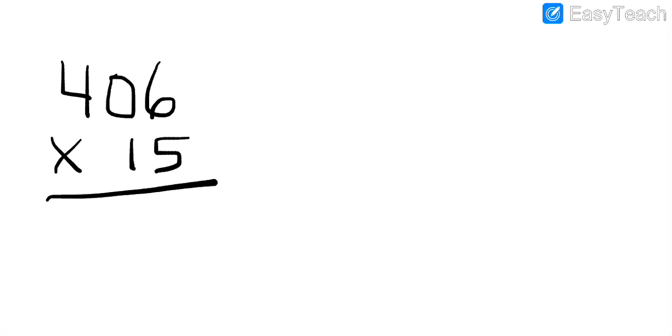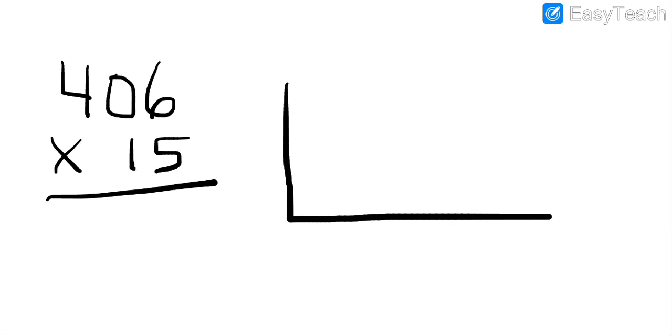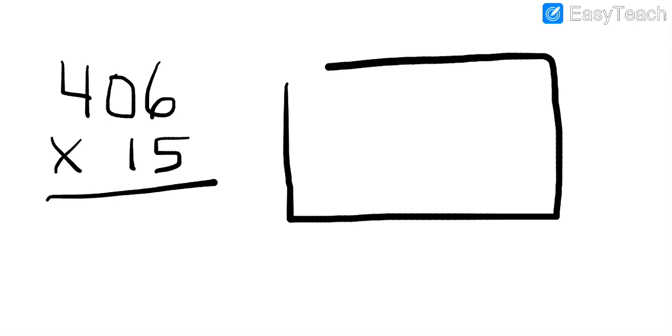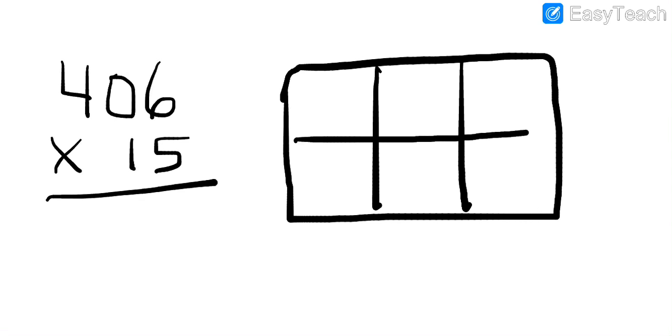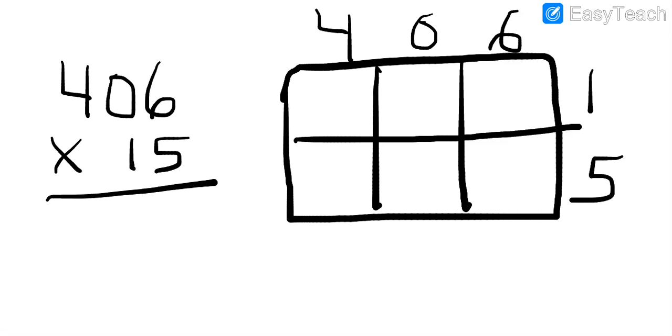All right, if we're going to solve with the lattice, we need a 3-digit by 2-digit box. So we're going to draw a rectangle, and we're going to make 6 boxes inside because we're going to label it 406 with a side of 15.